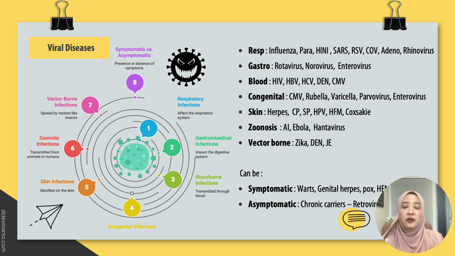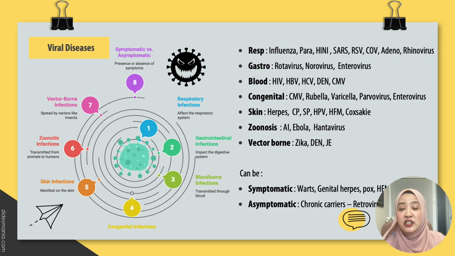They're nasty because they can cause quite a lot of infections, and these are just some of the examples. You've got your influenza viruses, para-influenza viruses, H1N1, SARS, respiratory syncytial viruses, coronaviruses, including COVID, adeno and rhinoviruses that can cause respiratory tract infections. You've got rotavirus, norovirus, and enteroviruses that can cause gastrointestinal tract infections. You've got your HIV virus, your hepatitis viruses, and cytomegaloviruses, which are blood-borne.